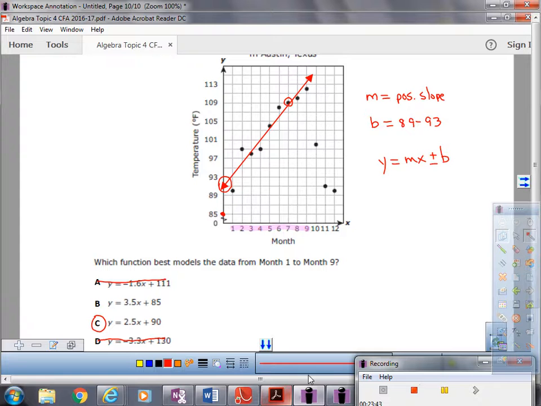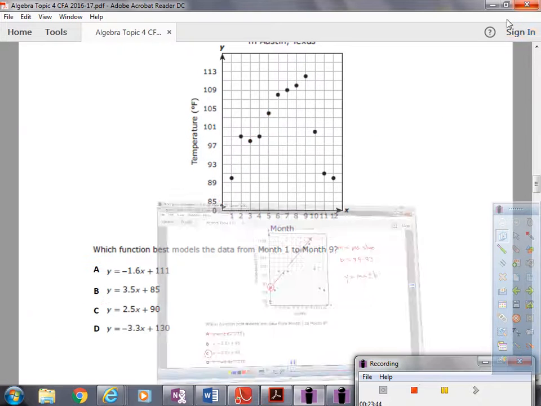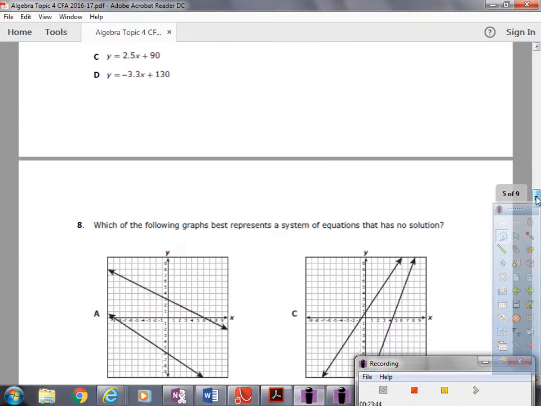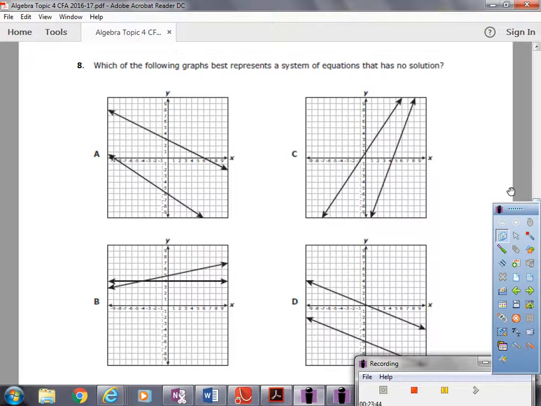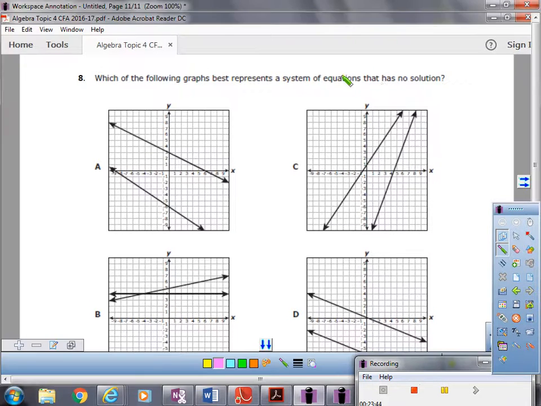Alright, so let's look at question, what question are we on? We're on question number 8. Question number 8 says, which of the following graphs best represents a system of equations that has no solution?